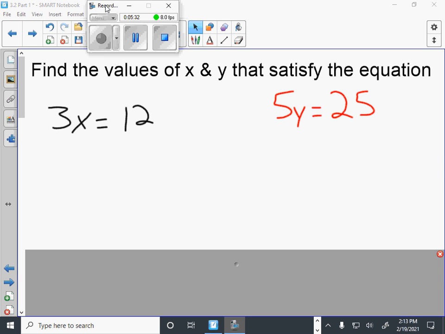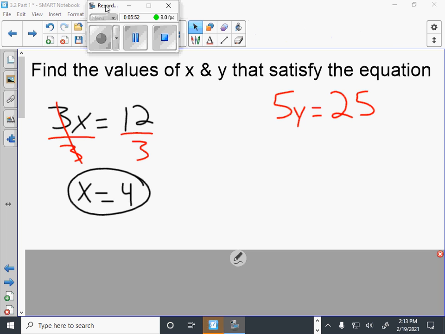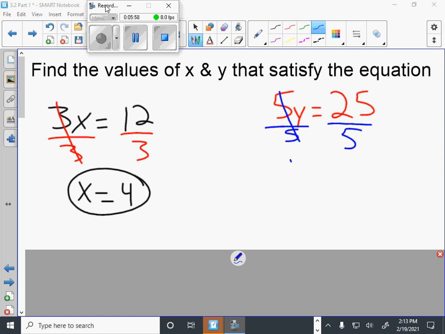Okay, next it says find the values of x and y that satisfy the equation. Okay, so now we have 3x equals 12. We want to solve for x. How do we solve for x? Divide by 3 on both sides. We're left with x is equal to 4. Easy enough. This one over here, how do we solve for y? Well, we divide by 5 on both sides. We're left with y is equal to 25 divided by 5, which is 5.